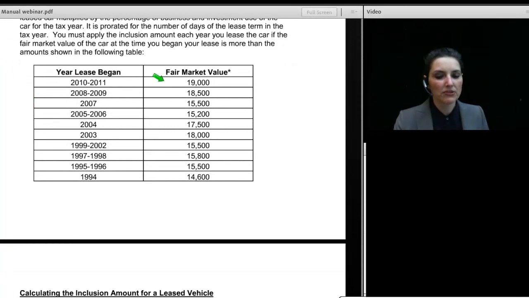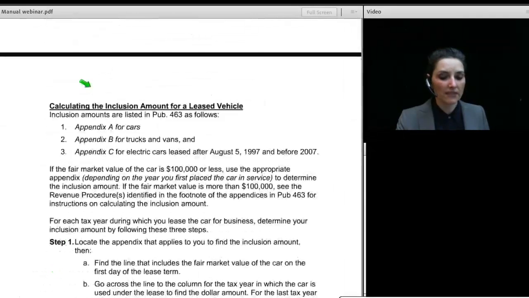And it wouldn't be hard to purchase a new car with a fair market value of more than $19,000 under a lease. I suppose it is possible you could get a used car that's under $19,000, and if it is, then you don't have to worry about inclusion amount. But if you purchase a car that has a fair market value more than the amount shown on the table, in this case $19,001, that would be more, then you have to figure an inclusion amount. So let's see how that works.